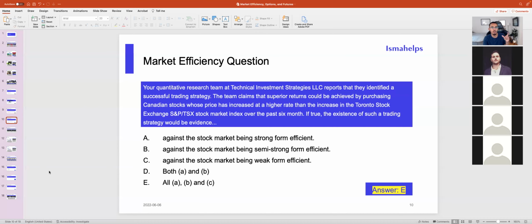This is your successful trading strategy. Your trading strategy, essentially, is looking at Canadian stocks that have beaten the market in the past. You're looking at past information to figure out what you need to buy today. So you're looking at past information to beat the market today, to make an investing decision. Now, if we are under a weak form of market efficiency, are we allowed to look at past prices to make abnormal returns?